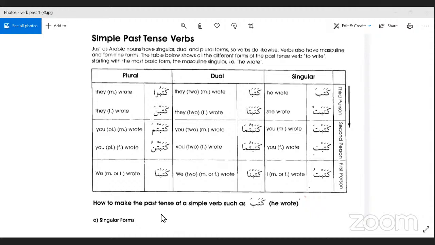Alimtu is I knew for both masculine and feminine. Alimna is we knew, for both dual and plural, masculine and feminine. Excellent. Jazakallah, sister.